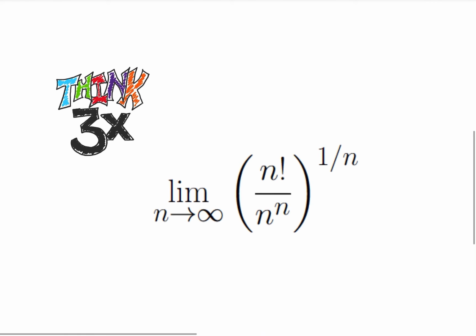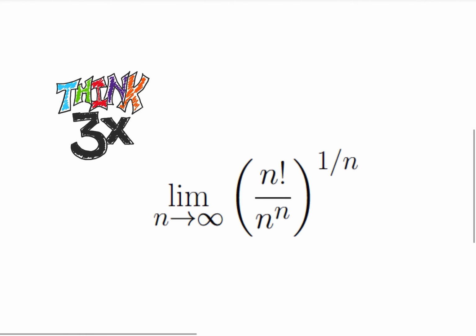Today we're going to be solving a problem that I'm really excited about. So we have this limit as n approaches infinity of n factorial over n to the n, raised to the 1 over nth power. All right, so let's try to figure out what this thing approaches.